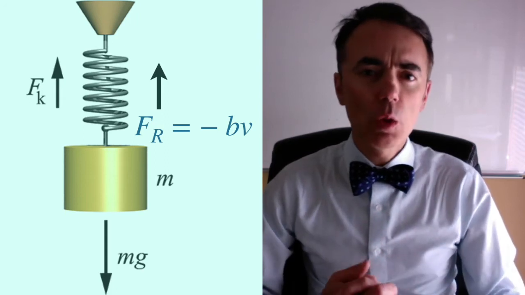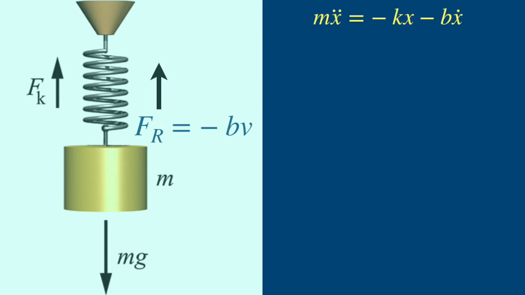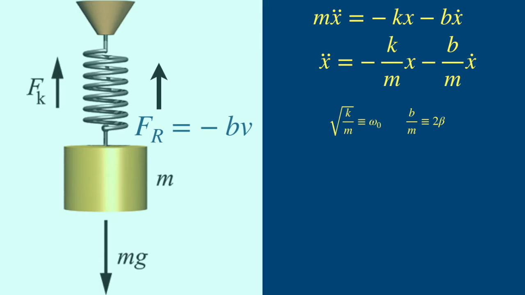Let's write Newton's second law for this system, where we have a recovery force minus kx and a friction force minus bv. I rearrange this expression. The square root of k over m was the natural frequency of the simple harmonic oscillator, so I will call it omega naught, and I introduce a new constant beta so that this equation is rewritten as follows. Here beta and omega naught are positive constants.